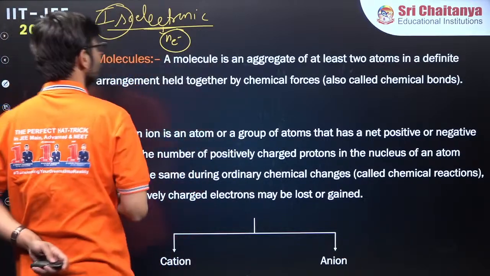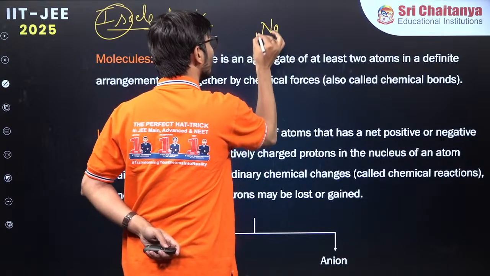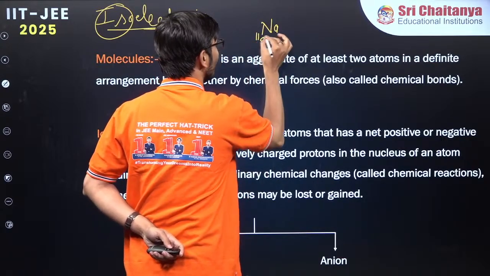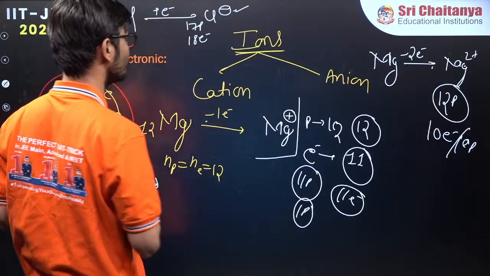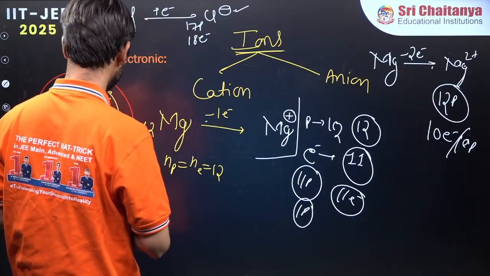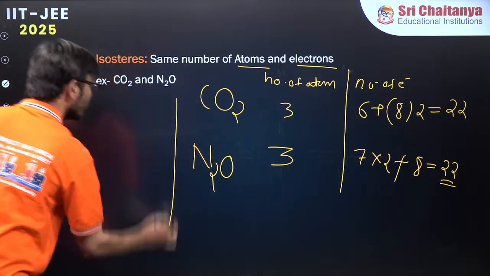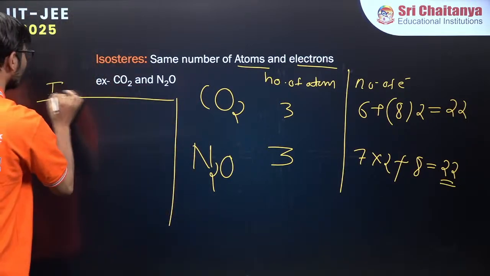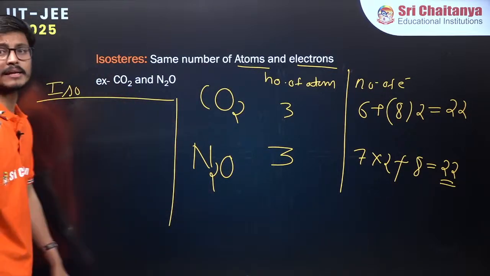Now, let us say sodium. Sodium contains 11 electrons as well as 11 protons, isn't it? Can I write the example over here? Do I have space? I'll write isoelectronic here only, because I've written something on the next page. So under isoelectronic, I'm taking examples.